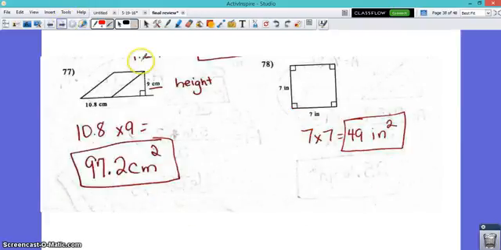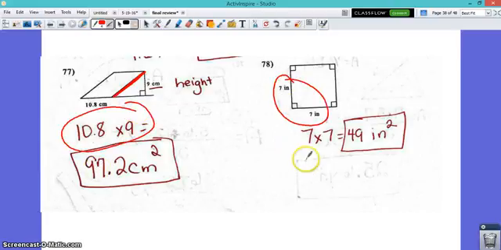77, a little bit different just because they move the height for you, but basically just pretend like if this was like a ladder up against a house, okay? You can't really tell how tall it is until it's standing upright at a right angle. So the actual height there is going to be 9. So that's why you multiply it times that. This one's easy. 7 times 7, 49.